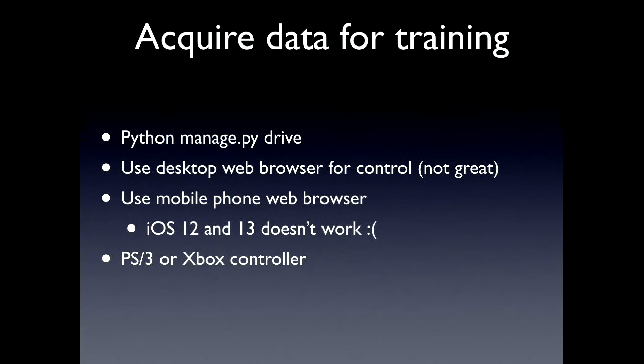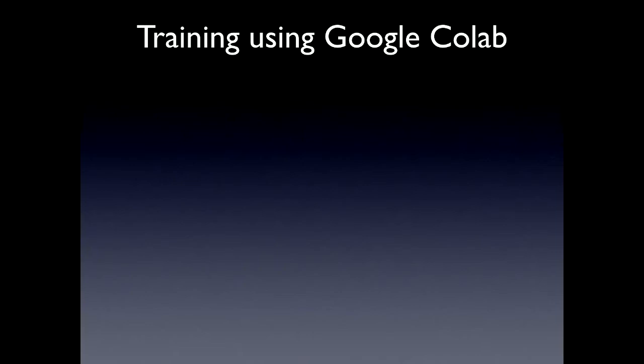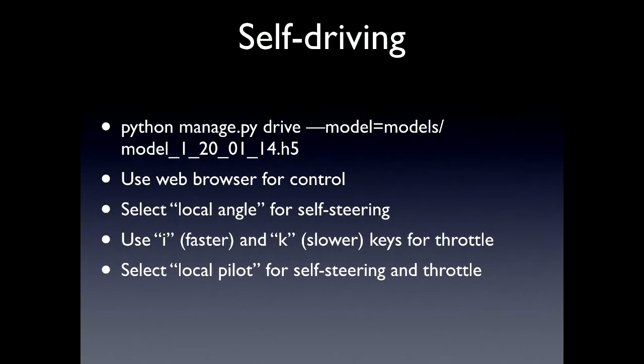Okay, so let's get down to it. The three steps are: you've got to drive your car around acquiring data, which is the steering and the throttle values as you drive. You then will use Google Colab or your local laptop to train, and then after that you can move the model back to the car and hopefully it will all self drive.